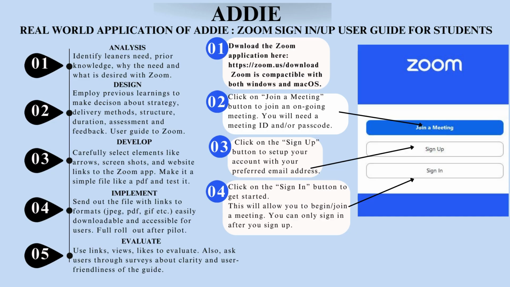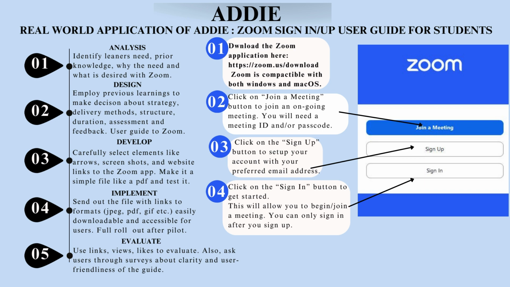So, for my real world application, I chose the ADDIE model as discussed before in the slide. The ADDIE model stands for analysis, design, develop, implement, and evaluate. So I used it to develop a user guide for students and faculty who struggled to use the Zoom application. So in the analysis stage, I identified the learners' needs, prior knowledge, and why they need the Zoom app.